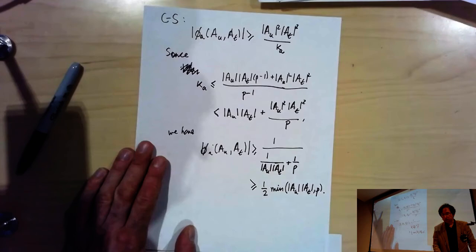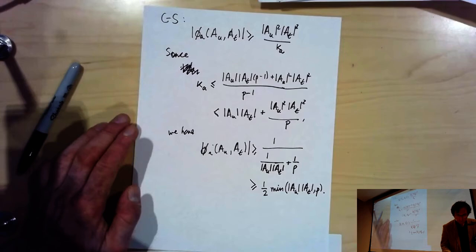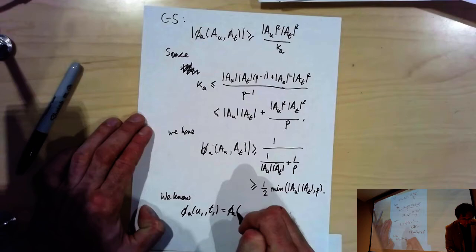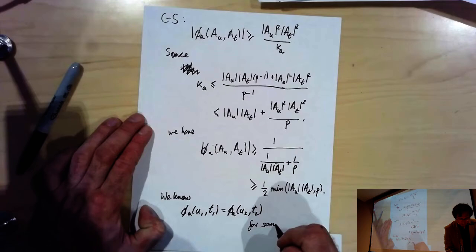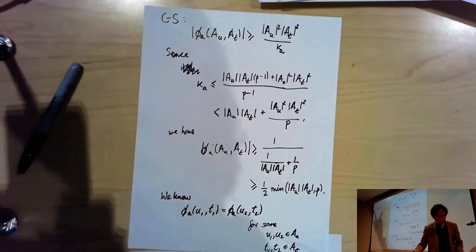In what sense? Little a is out of our reach, or out of our direct reach, but we do know that phi a U1 T1 equals phi a U2 T2 for some things that are reachable, some things that are immediately within our grasp. These things are in AU and AT. But then what are we going to do? Well, note first of all that these are distinct, right?